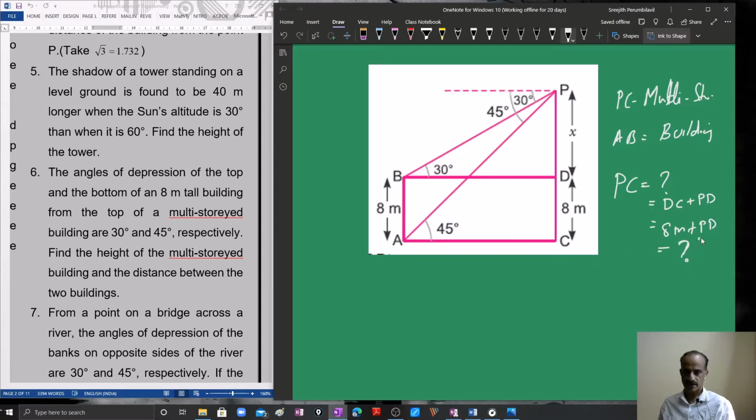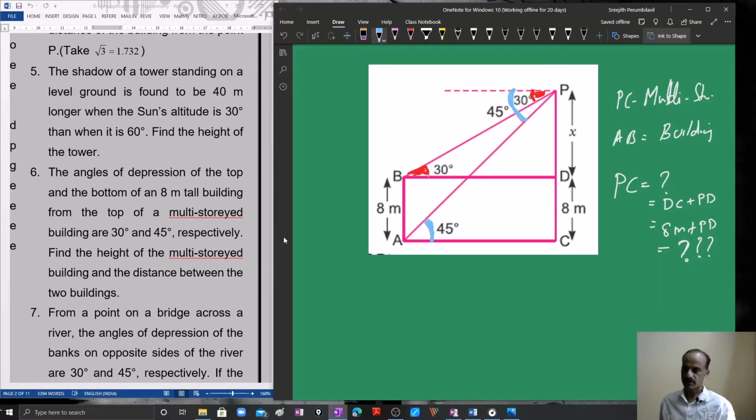Okay. Another one is the distance between the buildings. Now, if this angle is 30 degrees, by alternate interior angles, this angle is also 30 degrees. The entire angle is 45 degrees, which means this angle is also 45 degrees. That is the concept used here.